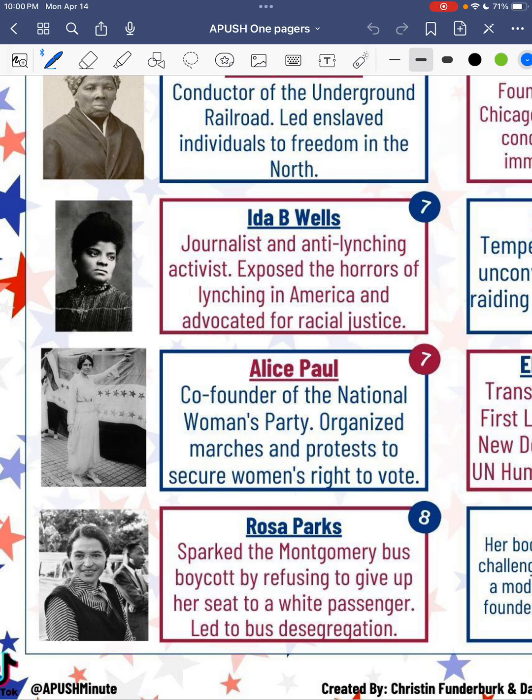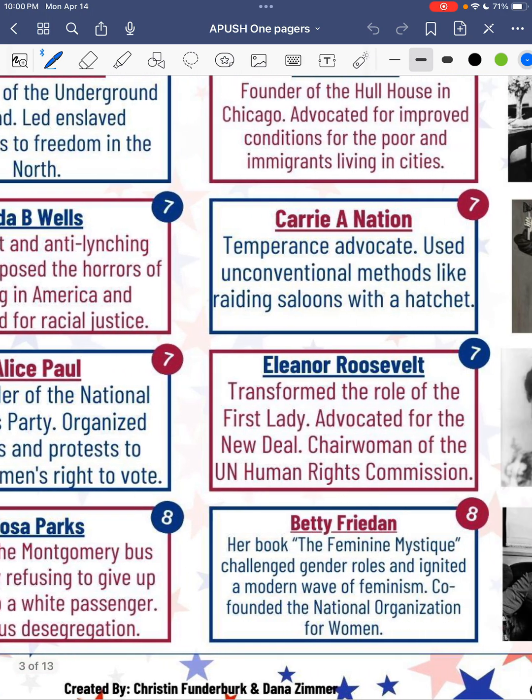So just like a very interesting, more militant figure who revitalized the women's suffrage movement. And she actually saw the passage of the 19th Amendment. She also helped draft the Equal Rights Amendment, which was never ratified. We'll talk about that later.